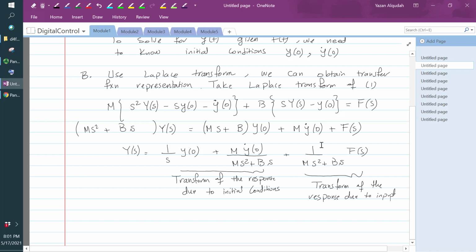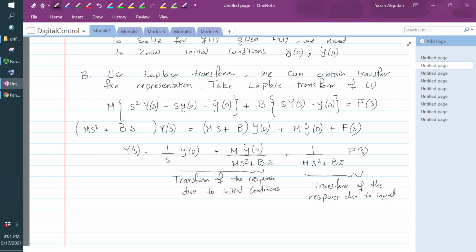So in order to obtain the transfer function, I have to set all the initial conditions to 0. If I set all the initial conditions, I'm going to get the transfer function between the output and the input, and in this case I have to set y of 0 and y dot of 0 to 0. The first two terms on the right are going to cancel out, and what I'm going to end up with is only the last term on the right, which is 1 over ms squared plus bs.